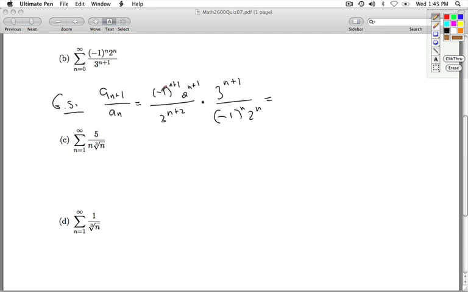When you simplify, you get a -1 in the numerator, a 2 in the numerator. You get -2 in the numerator, and then in the denominator you get a 3. Okay, so it is a geometric series. If I take the absolute value of the ratio, it's 2/3. That's less than 1. So this converges by the geometric series test.